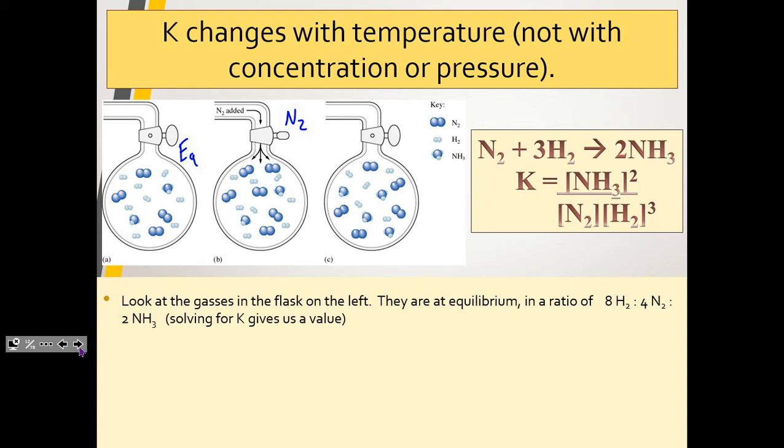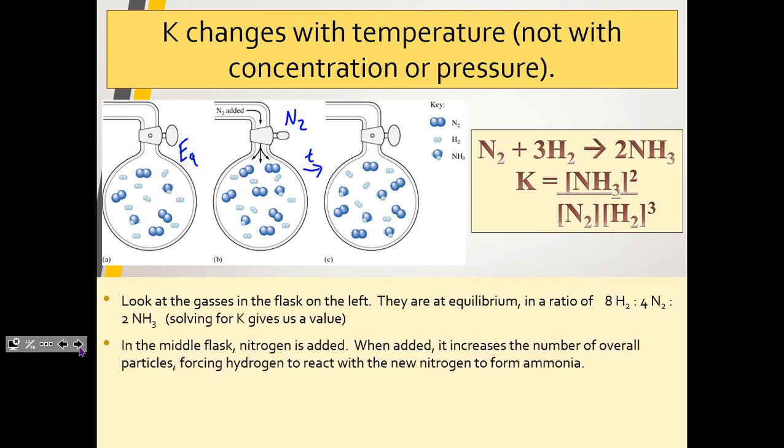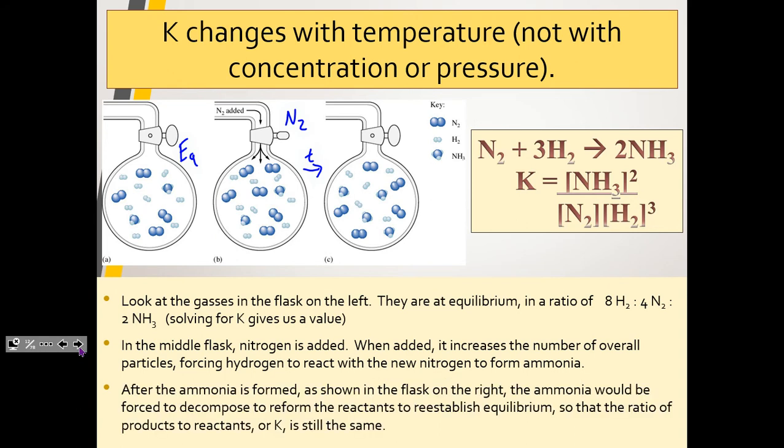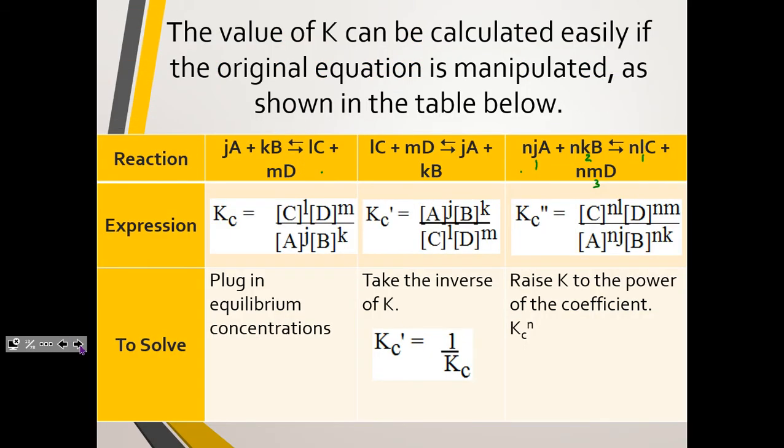will eventually end up over a certain amount of time, T. They're going to end up in the same ratio. So concentration does not affect the value of K. Over time, equilibrium will be reestablished. The concentrations may be different, but the value itself will not change.